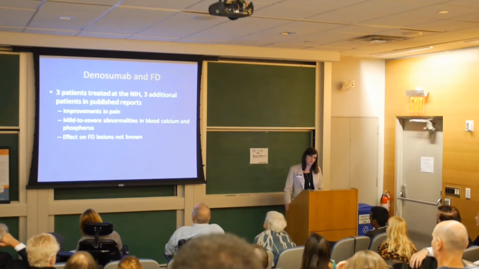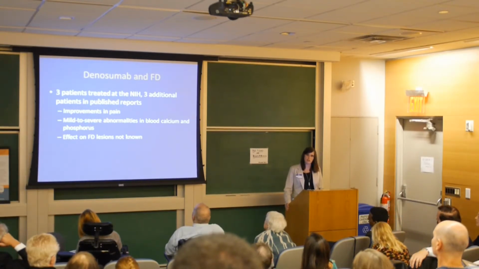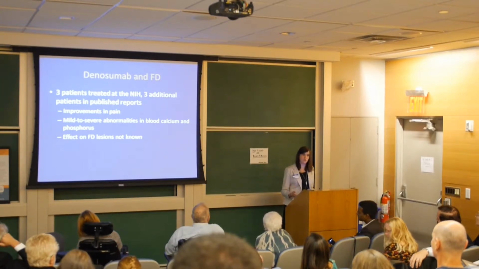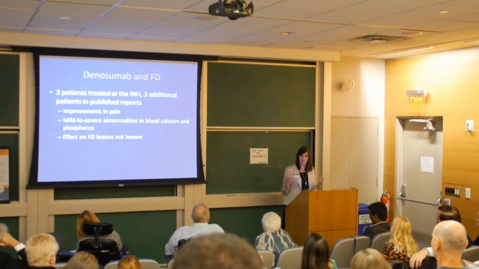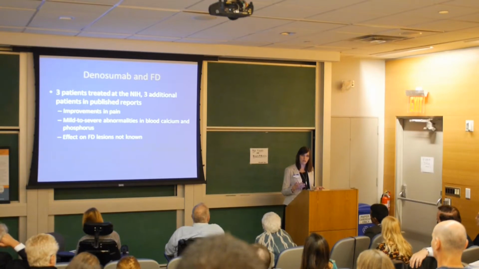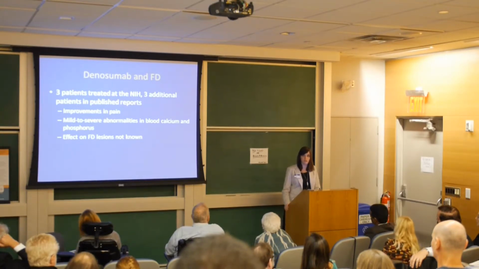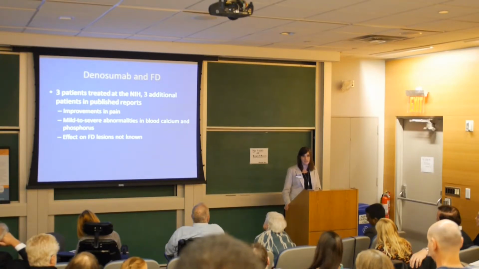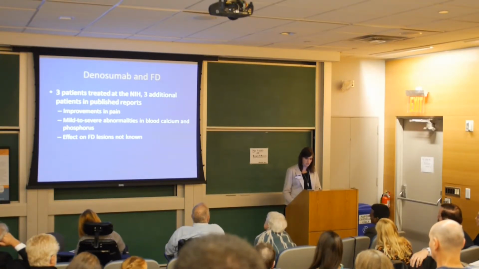The effect on the FD lesions is not known. Only one of these 6 patients was really analyzed, looked at very systematically to see what was going on with a specific FD lesion. This was a little boy that had a very rapidly expanding FD lesion in the femur, and the purpose of the denosumab was really to try to slow down growth of that lesion. Over 6 months of treatment, it did appear that the growth of the tumor may have slowed down, but again, one patient, very short-term study. So at this point, I think we have to say we have no idea whether or not the denosumab will actually affect the FD lesions.